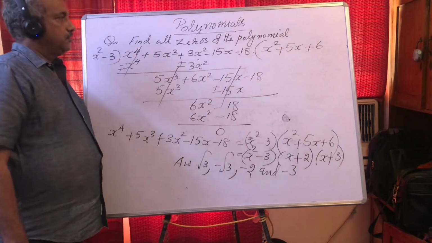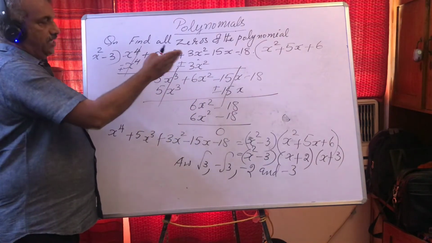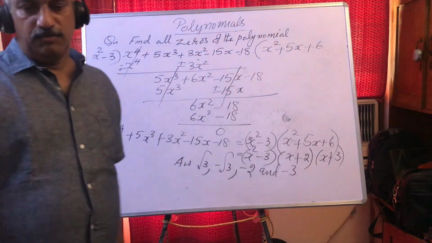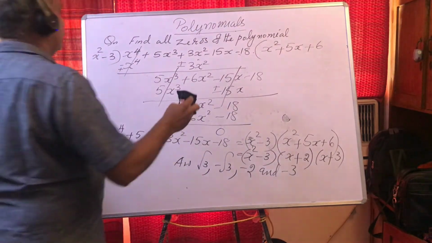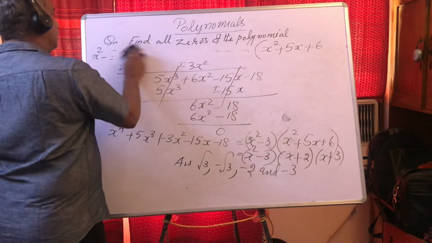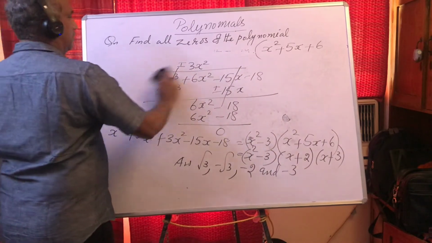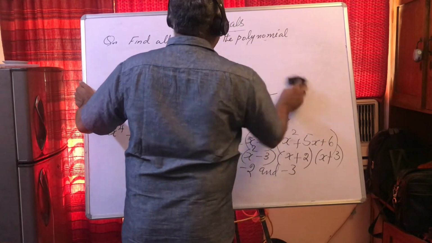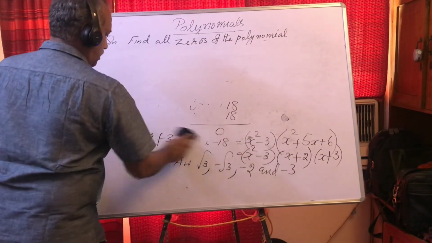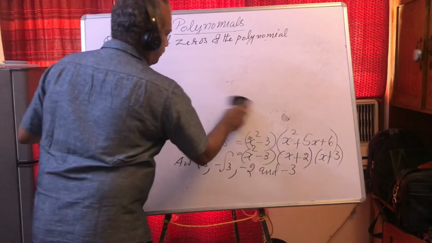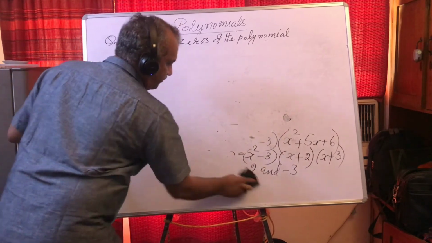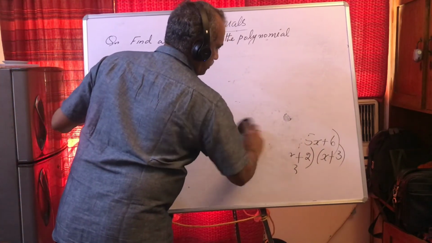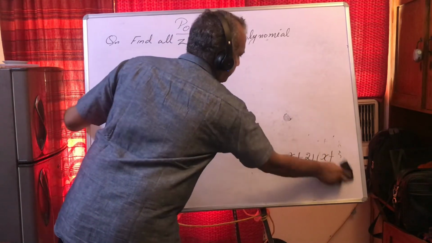Now next, same type of question, question number 3. Now we'll do question number 3. Question is find all zeros of a polynomial if two of its zeros are root 5 upon 3 and minus root 5 upon 3. Let me write the polynomial.